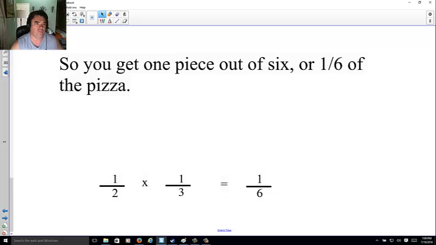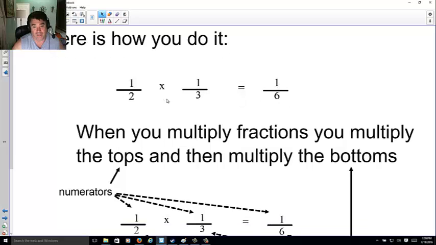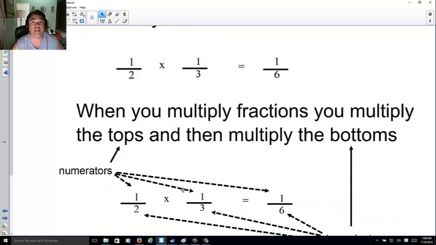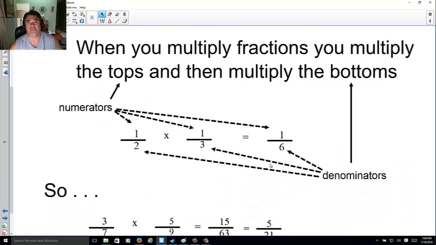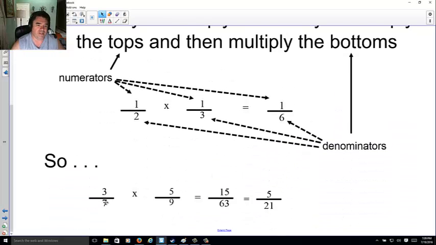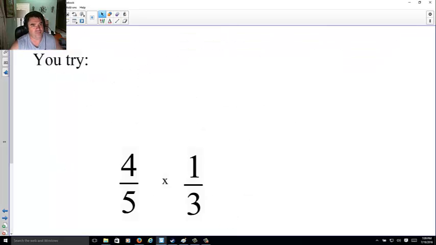That's how it works. So that's basically what I'm doing here: you're taking the top numbers, the numerators, or the parts, 1 times 1 is 1, and the bottoms, 2 times 3 is 6. And if you were to take 3/7 times 5/9, you would have 3 times 5 is 15, 7 times 9 is 63. Don't forget that you can divide both by 3 and make it 5/21.